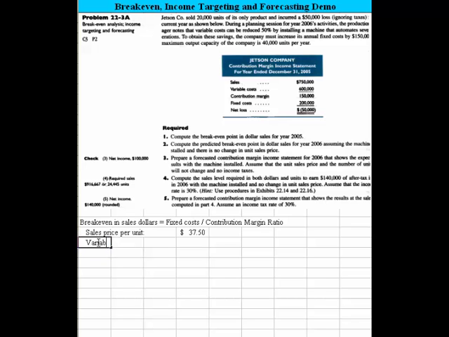Now, what's our variable cost per unit? Well, our variable cost per unit would be equal to the $600,000 total variable costs divided by 20,000 units, $30, and let's use the same formatting just for the sake of consistency.